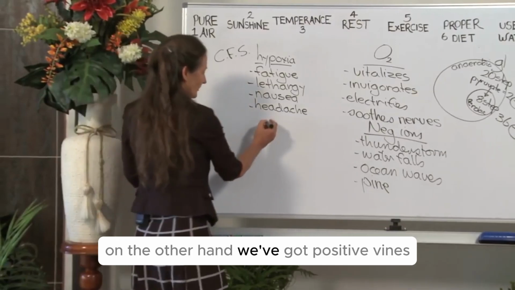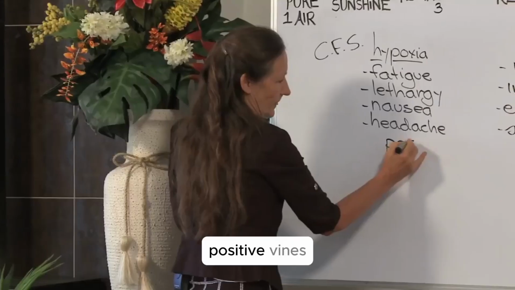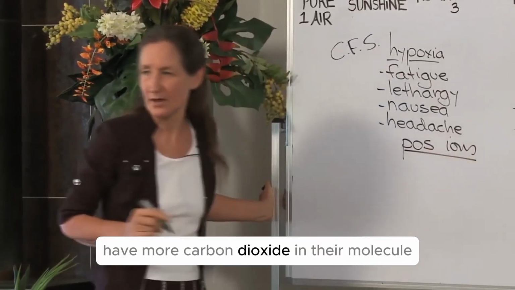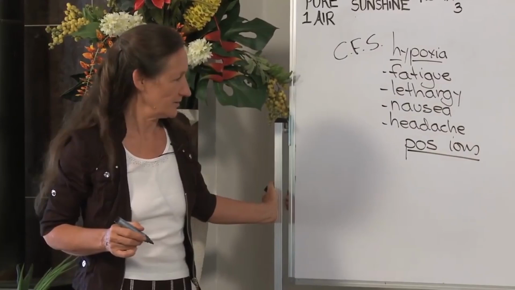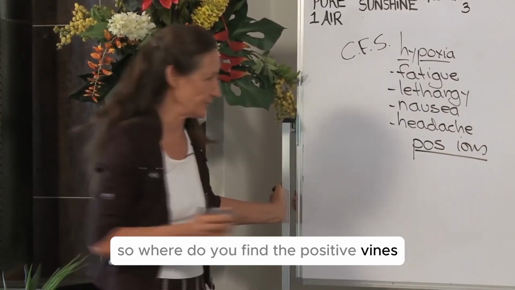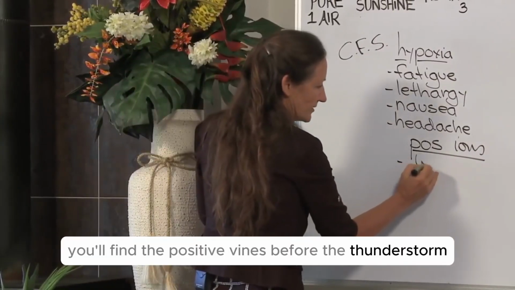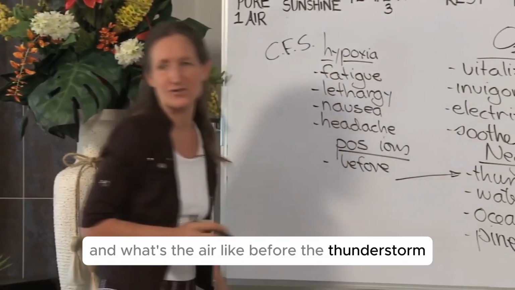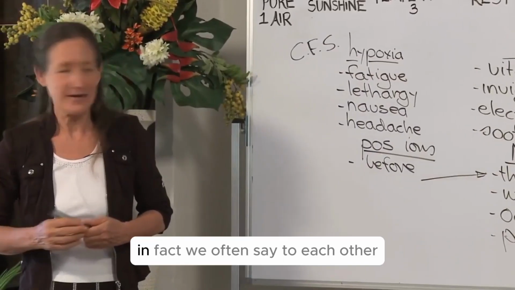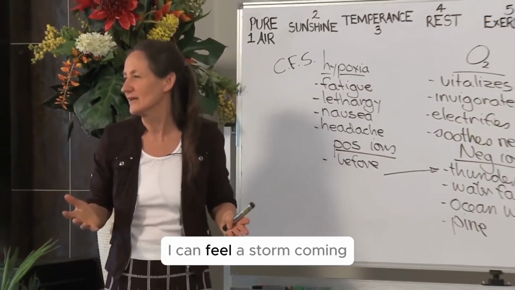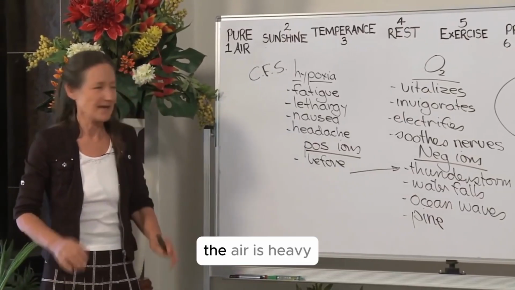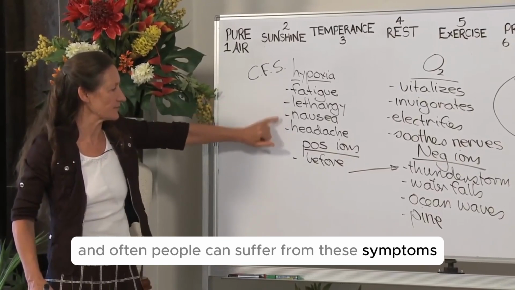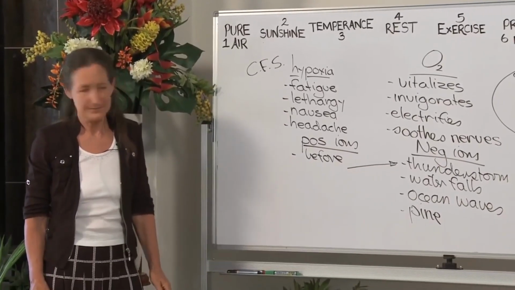On the other hand, we've got positive ions. Positive ions have more carbon dioxide in their molecule than oxygen. So where do you find the positive ions? You'll find the positive ions before the thunderstorm. And what's the air like before the thunderstorm? Heavy. In fact, we often say to each other, I can feel a storm coming. The air is heavy. And often people can suffer from these symptoms before the thunderstorm.